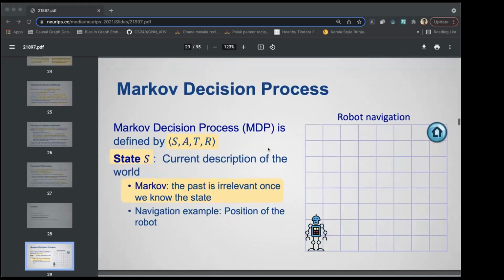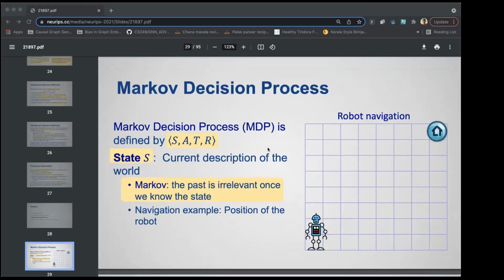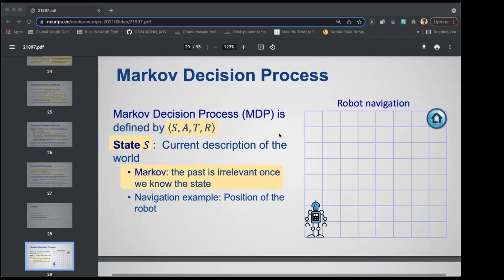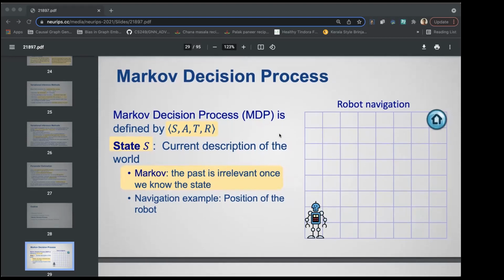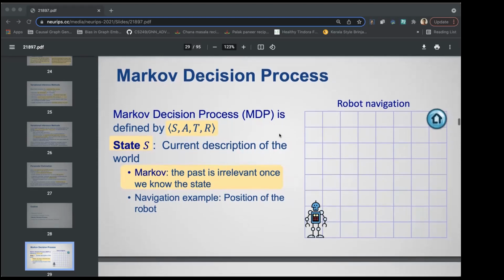So for Markov decision processes, I think some people here might be a little more familiar with this in relation to reinforcement learning, and they can chime in if I say something wrong, but I'm just going to try to explain some of the terminology first. A Markov decision process, or MDP, is defined by a tuple of states, actions, a transition function, and rewards. A state S is our current description of the world. The Markov assumption states that the past is irrelevant once we know the current state.